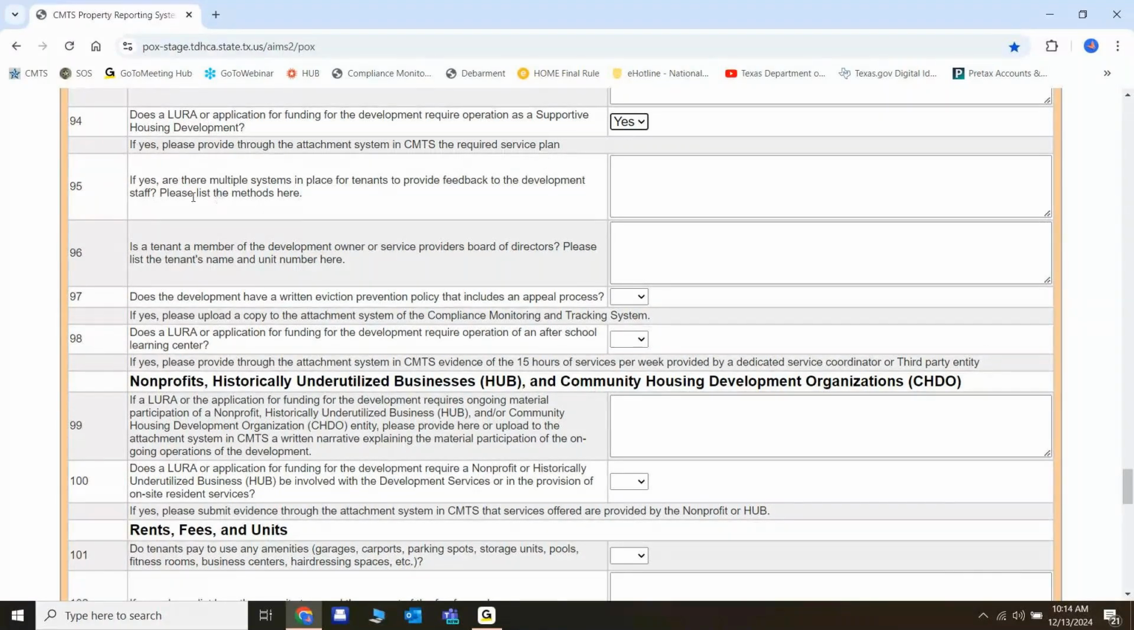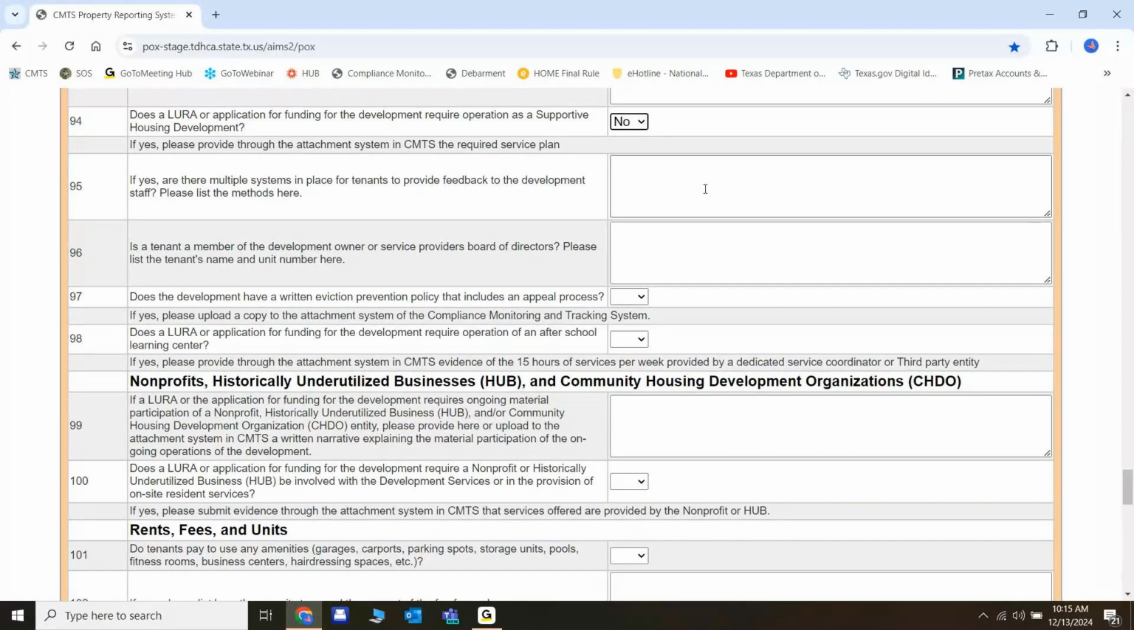And then also, if you are not operating as a supportive housing development, you're going to say no, and you are going to skip down to 98. I probably should have added that as an instruction here because I think people get confused with this. But this is a no, you're skipping down to 98 because the next few questions all have to do with a supported housing development.